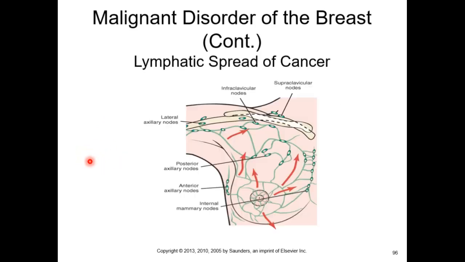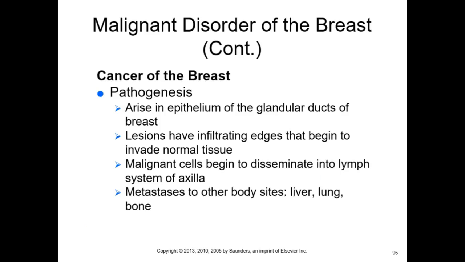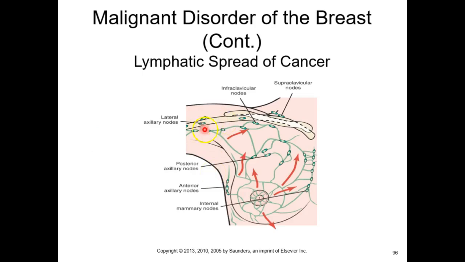Two-thirds of them are going to be in the lateral portion of the breast tissue. We worry about it disseminating into nearby lymph nodes, most likely the axillary lymph nodes, subclavian lymph nodes, or infraclavicular lymph nodes.